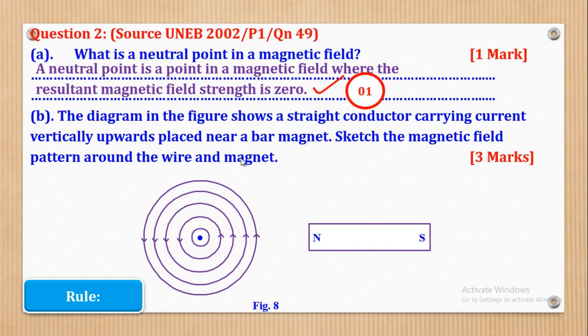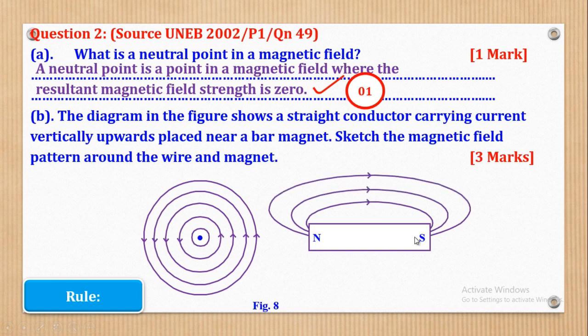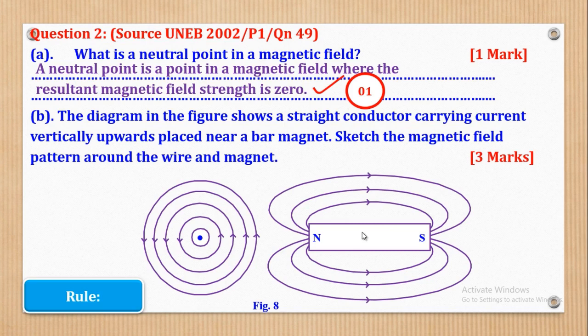Now when you come to the magnet, remember field lines of the bar magnet run from north to south, so we shall do that above and also below. So basically that's what they wanted, and now let's see how much can be awarded. So the field for the wire current conductor is 1 mark, and for the bar magnet there are 2 marks, which give you 3 marks.